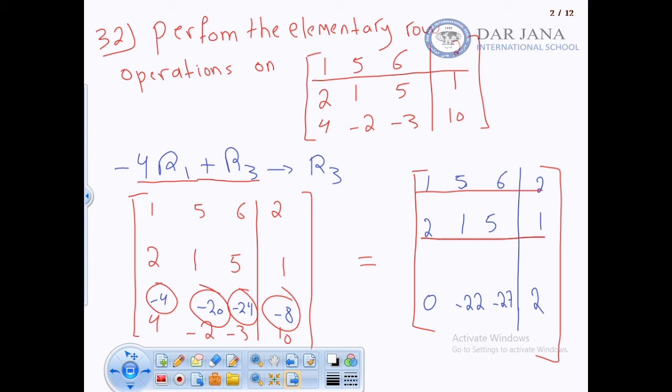4 plus negative 4 is 0. Negative 2 plus negative 20 is negative 22, and negative 3 plus negative 24 is negative 27. 10 plus negative 8 is 2. So this will be my answer. Okay.